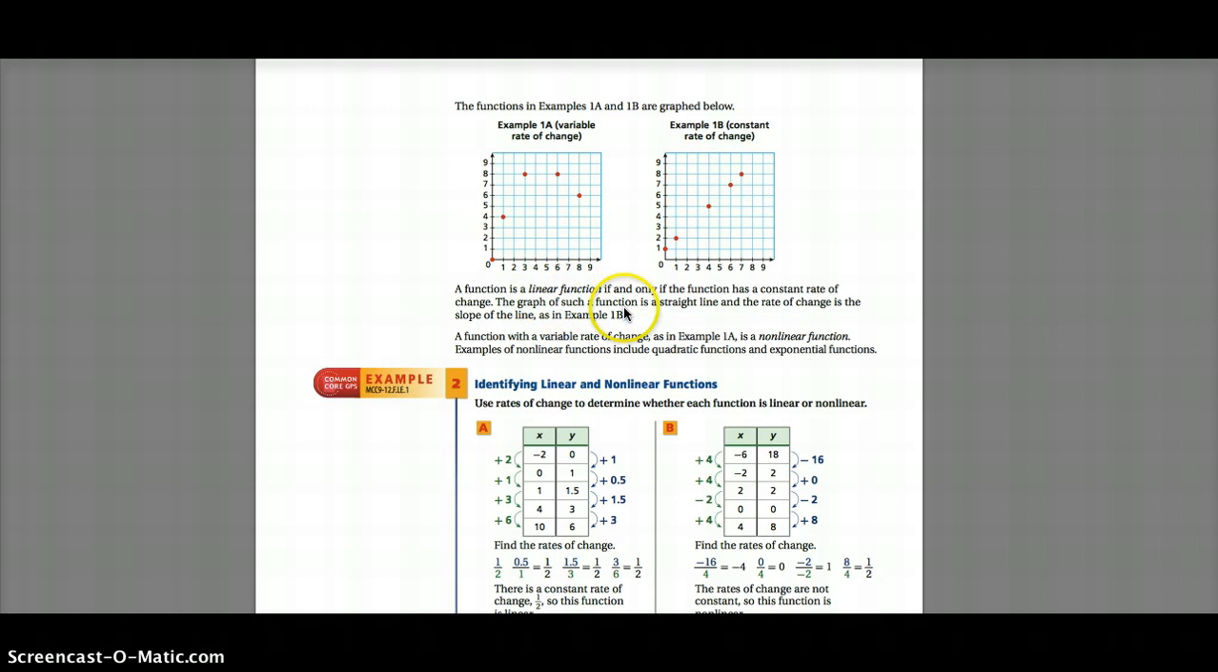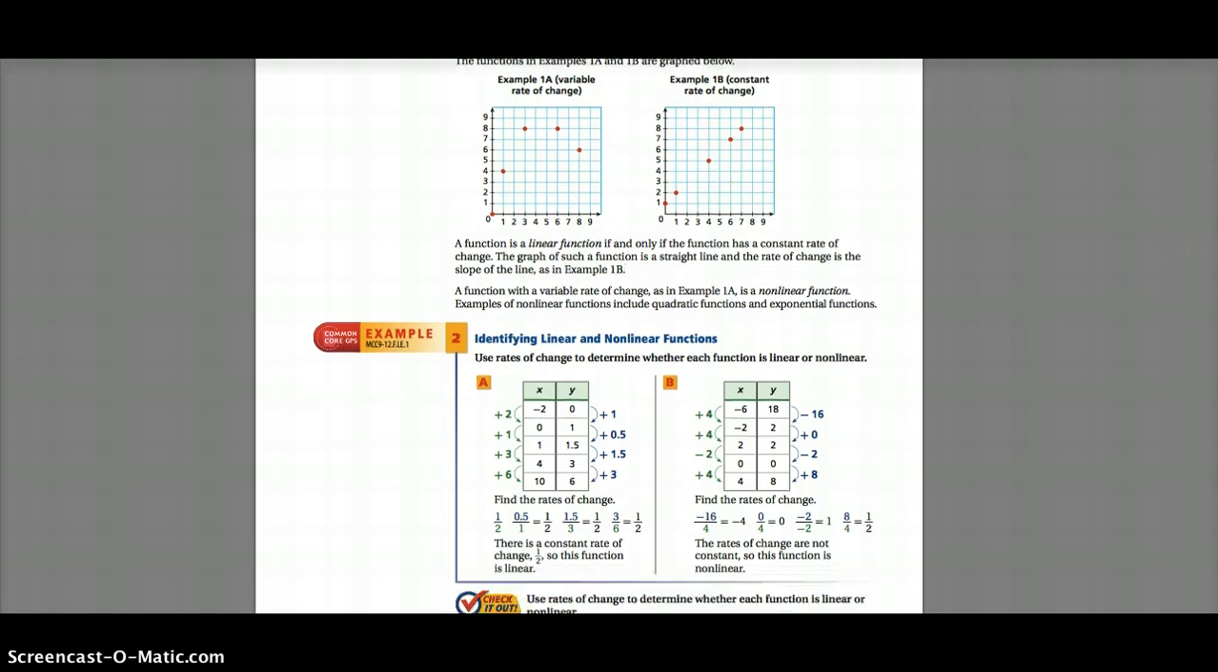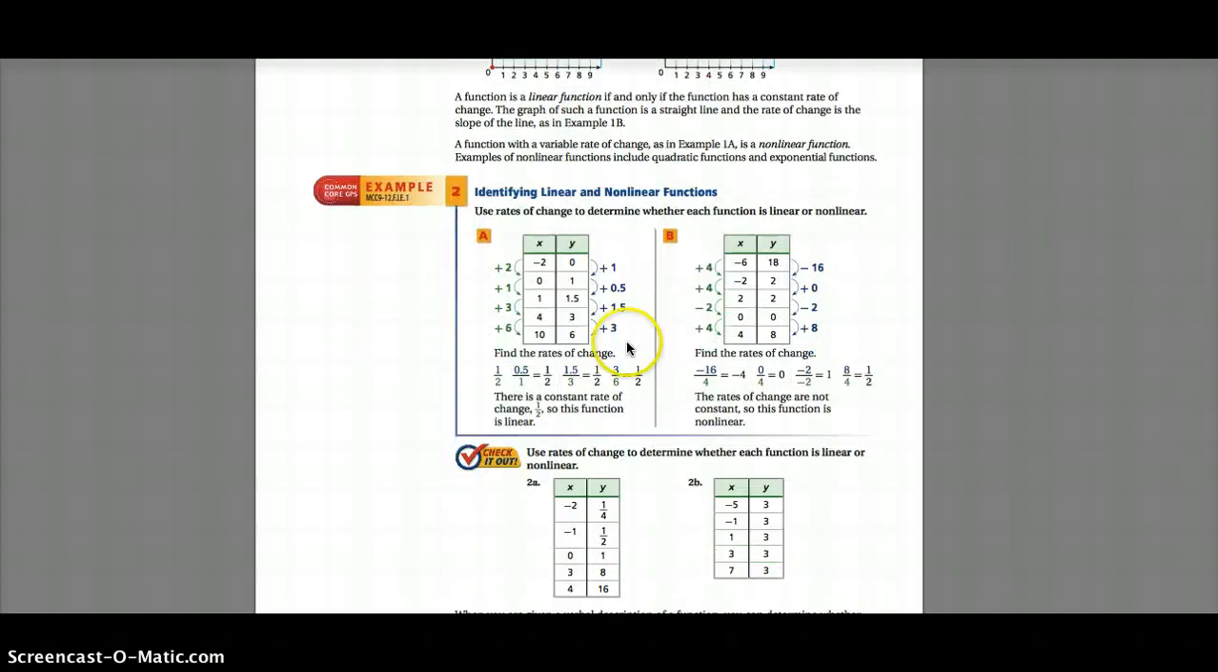So a function is a linear function if and only if it has a constant rate of change. So we can go ahead and check if we think these are linear. So we can see here we have to check the changes in x over the changes in y. So if we look here, again, these do not have a constant change, so I have to check what is the change in y over the change in x.